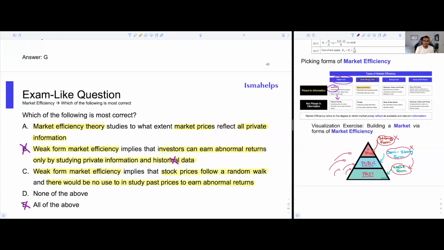Weak form market efficiency implies that stocks follow a random walk. A random walk means that the price of a stock yesterday or before will not have an effect on the price of a stock today. That's some beautiful stuff. That is true.